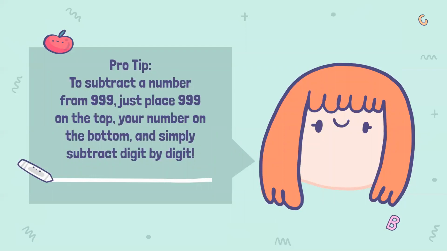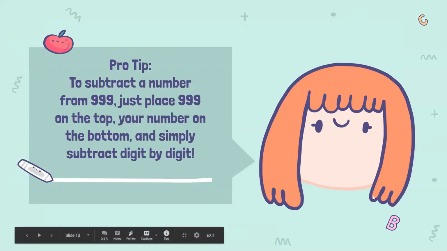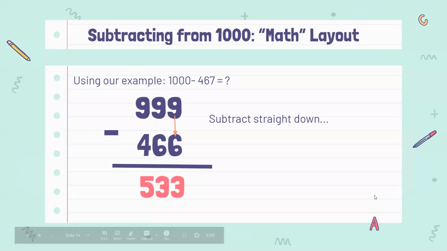To subtract a number from 999, just place 999 on the top, your number on the bottom, and simply subtract digit by digit. What I mean is this. Let's subtract 466 from 999 and put it in a vertical position. So 9 minus 6 is equal to 3, 9 minus 6 is equal to 3, and 9 minus 4 is equal to 5. All you have to do is subtract straight down and you'll get your answer of 533.